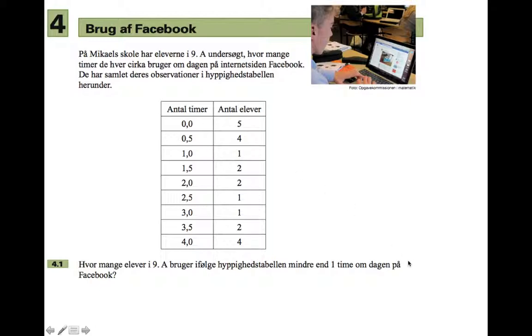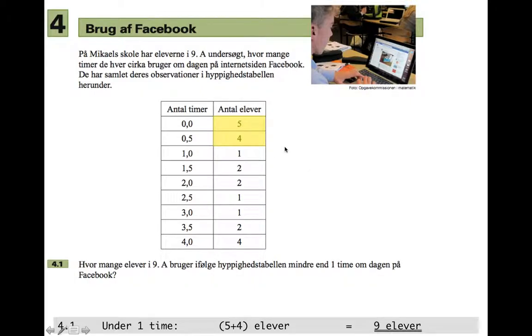According to the frequency table, how many pupils in 9A spent less than 1 hour a day on Facebook? So less than 1 hour a day, that's no hours or 0.5 of an hour, so it's not including 1 hour. So it's the 5 plus 4, and that means that it's 9 pupils. So I've written 5 plus 4, 9.